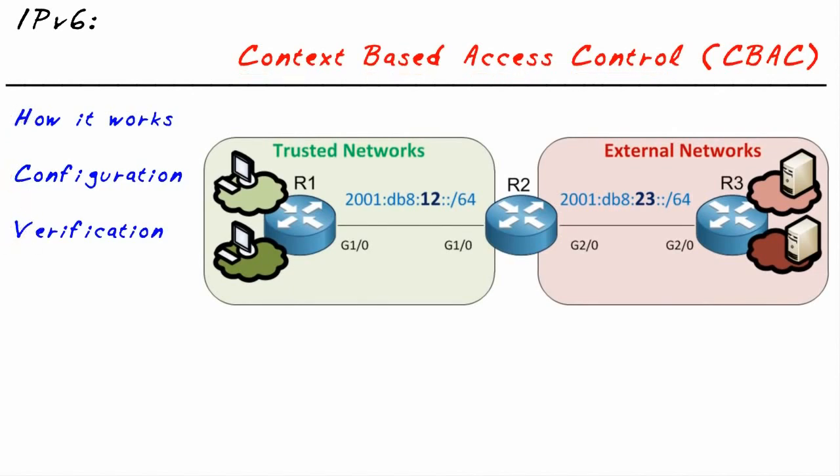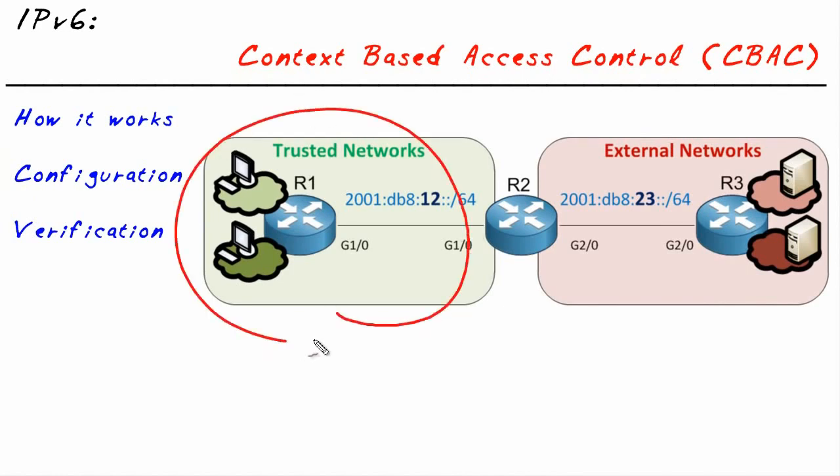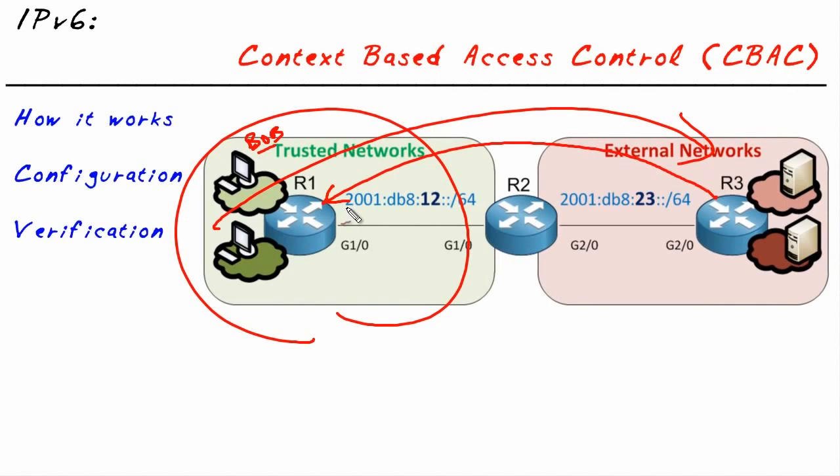The objectives of context-based access control are this. We want our internal users here to be able to go out to the internet. So what does this user want? Bob, for example, when he goes out to google.com, he's expecting a web page to show up. So with context-based access control, we're going to allow the return traffic as well. Now you might be thinking, Keith, that's just basic networking. You send a request, you get a reply.